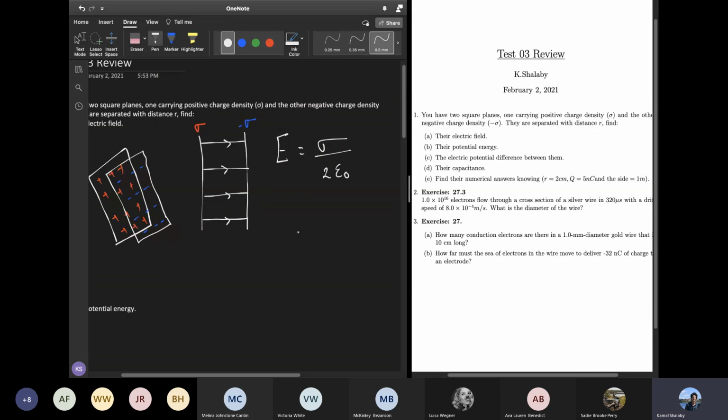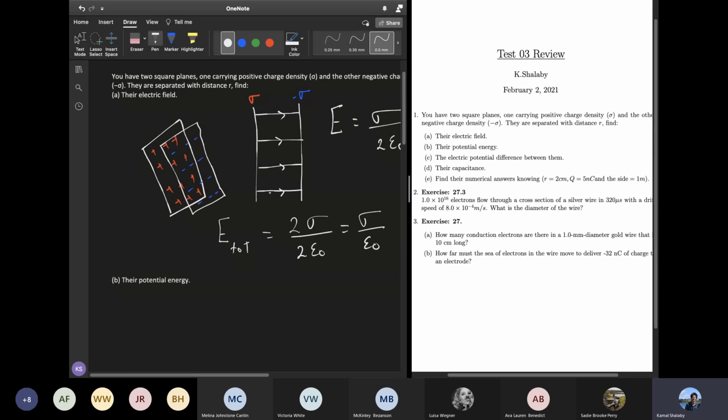So that will be the electric field produced from one plate. Since we have two, and both of them have sigmas, and both of them pointing in the same way, you can say that the E total is just equal to just double it. 2 epsilon is just going to be sigma over epsilon. Okay, so is that okay?